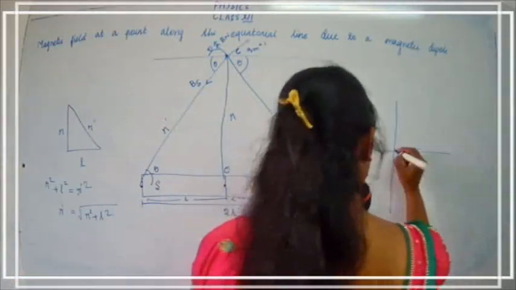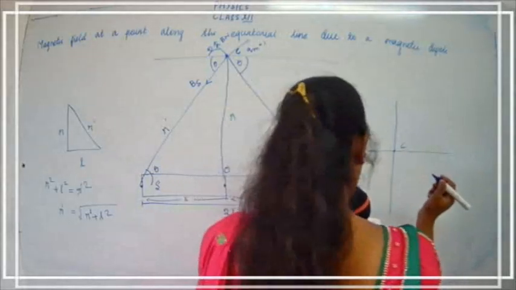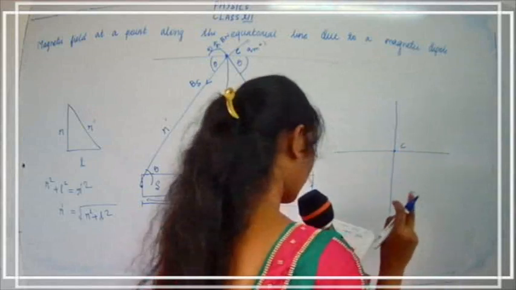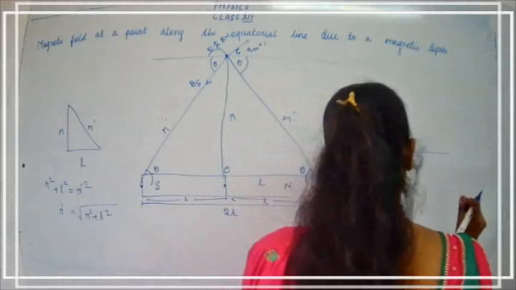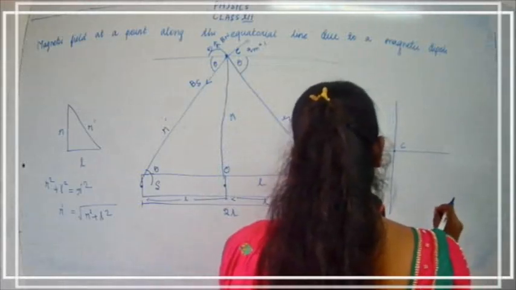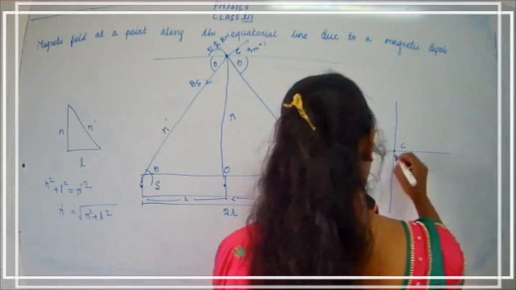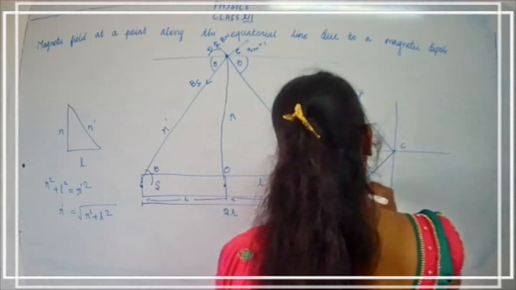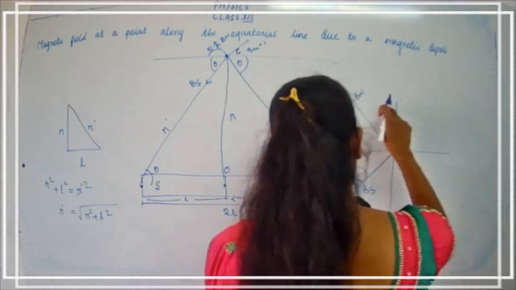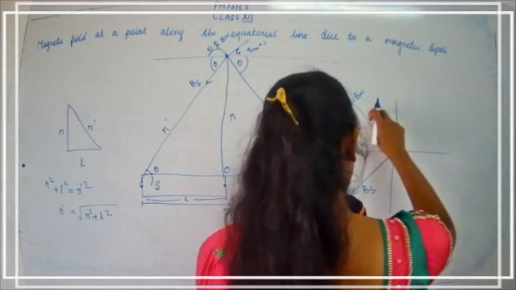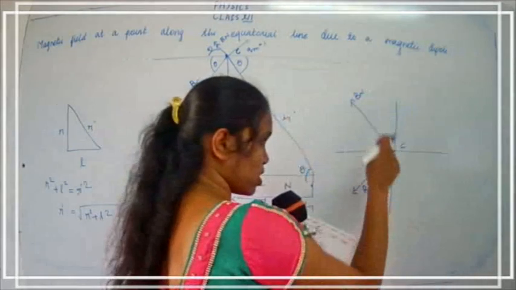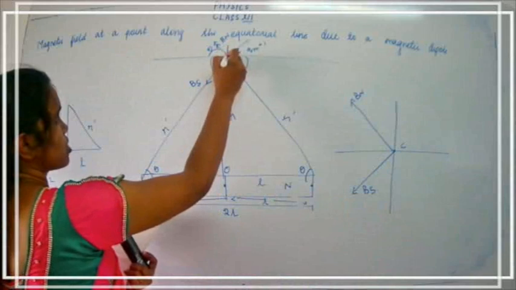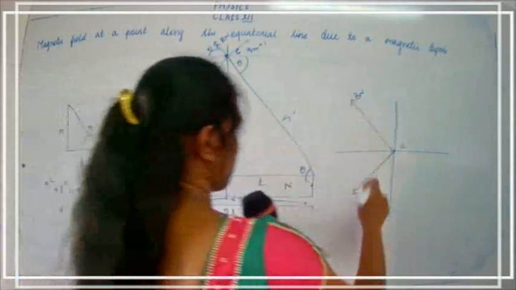Here we are placing the point C, and the magnetic field at the north pole is resolved into two. First of all, this is Bn, the magnetic field at north, and Bs, the magnetic field at south. Here repulsion takes place, here attraction takes place. See this picture we are drawing: at the point C, this is Bn and this is Bs.